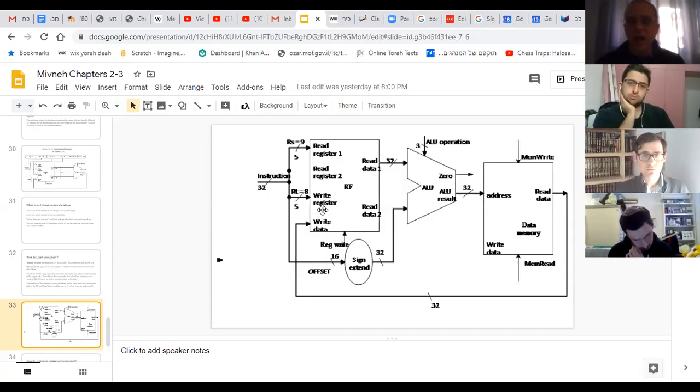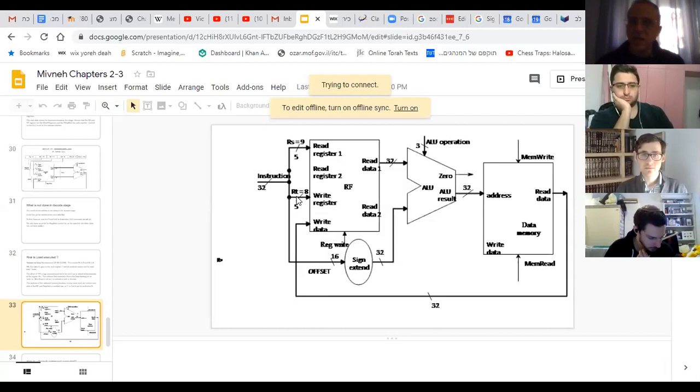How do we know it's 8? Over here, we connected the original instruction. We took its RT section and connected it to the write register. That's what tells it where to write. Is that clear? Can I go on? Thumbs up? No?